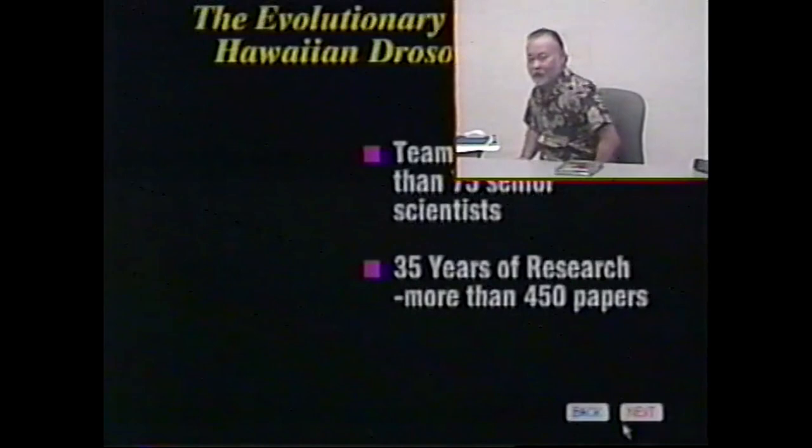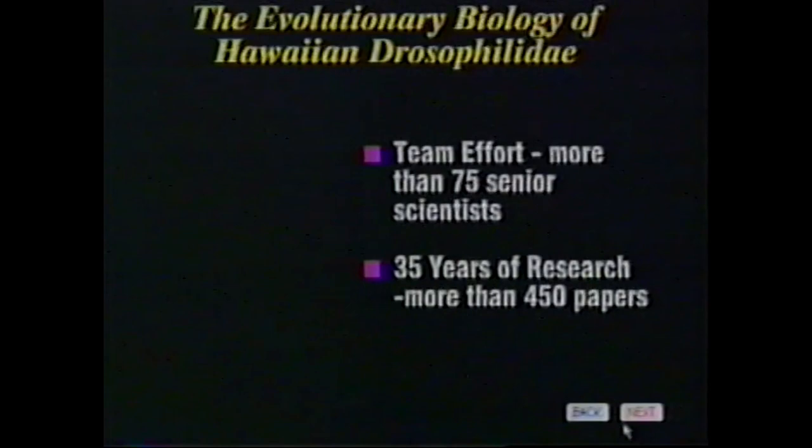Now, the one group of insects, one group of organisms that I've been working on for many years. Actually, I started on this Hawaiian Drosophila project back in 1963, so I've been working on this project for nearly 35 years now. And it's been a team project, team effort, with more than 70 senior scientists involved in this project. And over the 35 years of research, there's been more than 450 papers published documenting the various aspects of the biology of this group.